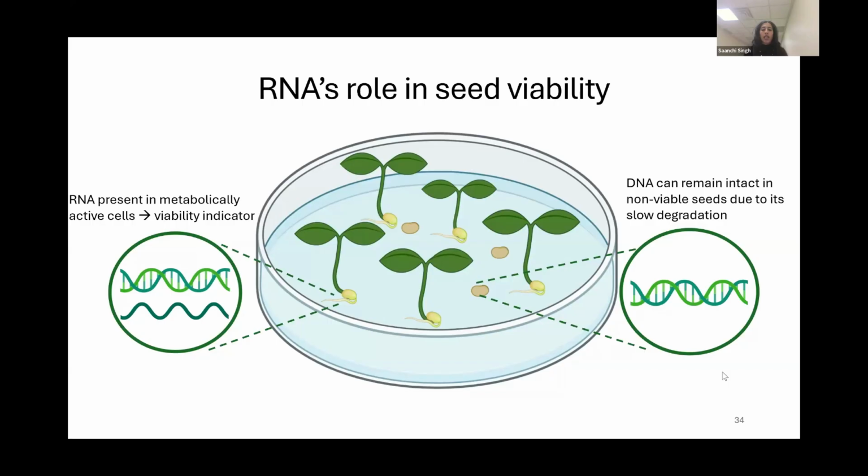So eventually we want to be able to find RNA markers that allow us to do both concurrently, determine the identity of the seed and also use for viability. But that's like finding a needle in a haystack. And so we're taking things one step at a time.